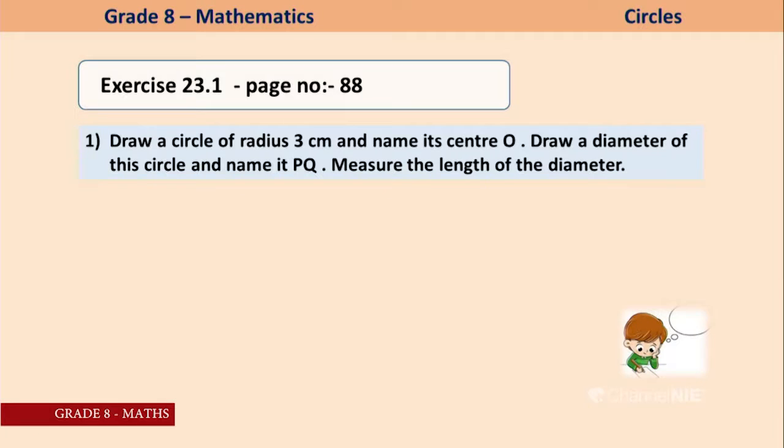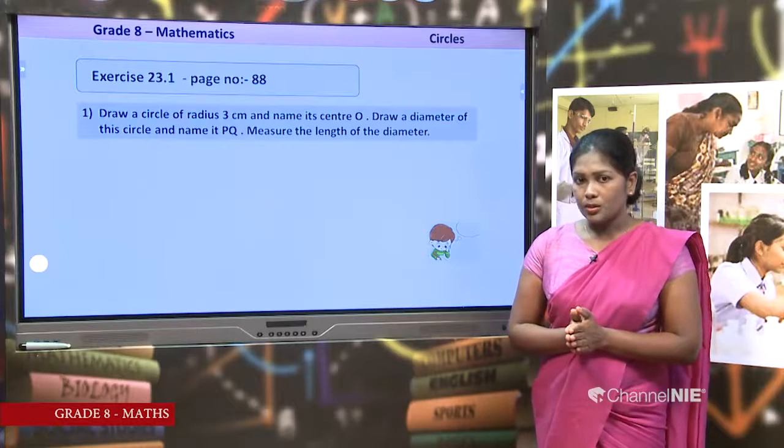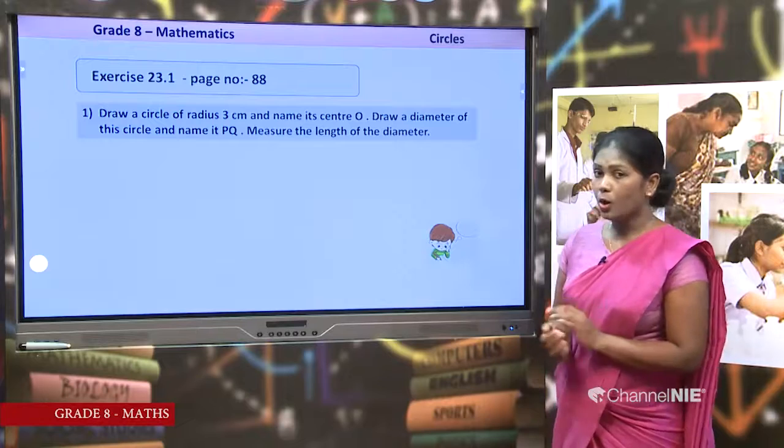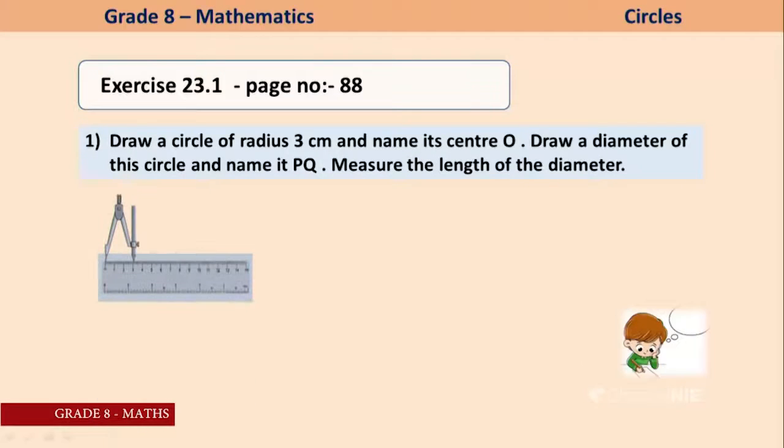First question. Draw a circle of radius 3 centimeters and name its center O. Draw a diameter of this circle and name it PQ. Measure the length of the diameter. Okay, children, can you do this question with me? Okay, hope you are ready. Draw a circle of radius 3 centimeters. Take the compass. Then take 3 centimeters on the compass and draw a circle like this. Then name its center O.